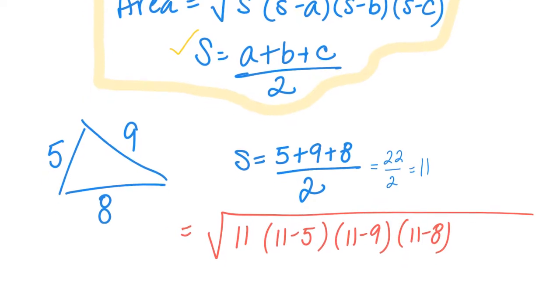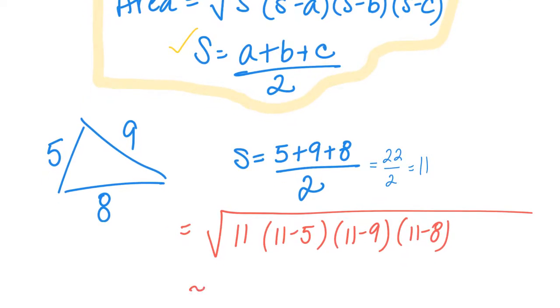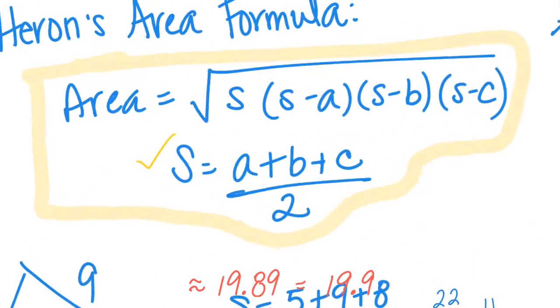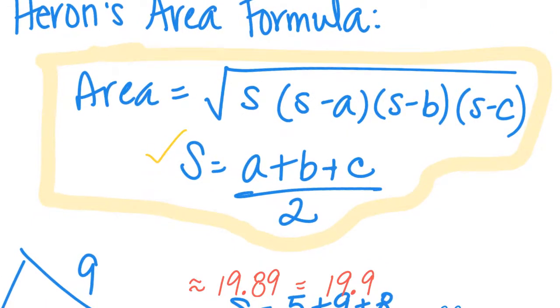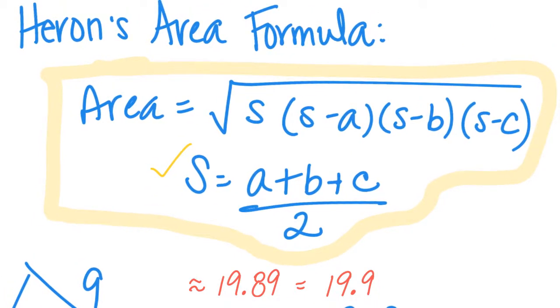And I believe the answer was about 19.89, but I think this question actually asked for it with rounding to 1 decimal place, so they would have said 19.9. Again, Heron's area formula is great to know, something that you definitely want to go over before you take an SAT, ACT, or even a college placement test.